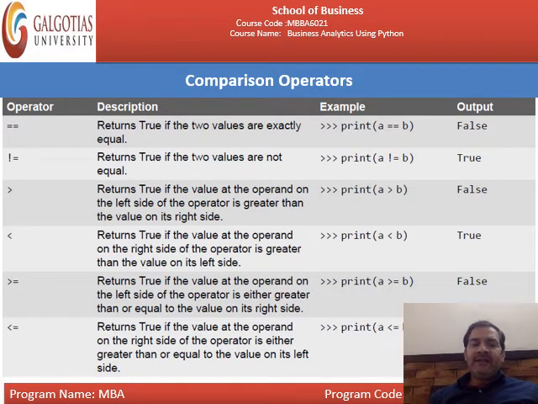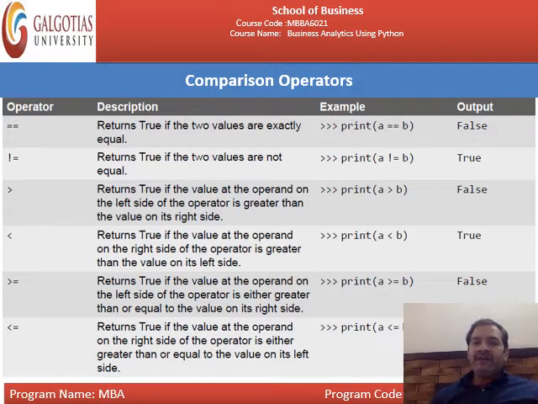Not equal to means, for example, again the values of A and B are given. You just simply check whether A is not equal to B. If A is equal to B is false, that means the values of A and B are not equal. When you write A is not equal to B, definitely the answer will be true, because we have already mentioned that A equal to B is false. When the values of A and B are not the same, and you write print A is not equal to B, definitely the answer will be true.